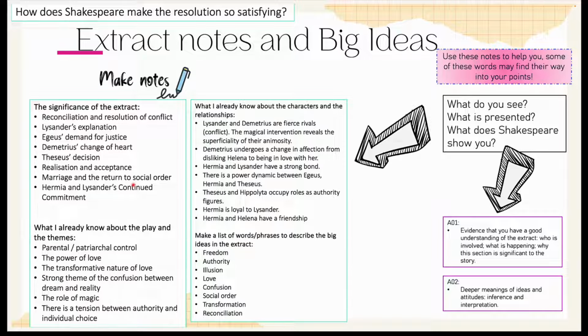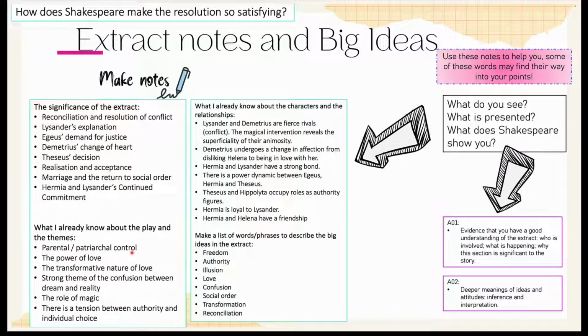It's not just about the lovers and their relationship, and it's not just about how they've all been brought back together. It's also about Aegeus here. And then we have his demand for justice, and then we have this tied into Theseus' decision. And this links back to what we already know about authority, parental, patriarchal control. And so we have this idea of authority that's brought right back. In the very beginning of the play, we're introduced to Aegeus going to Theseus and asking for help. And that's brought back, so that's intertwined.